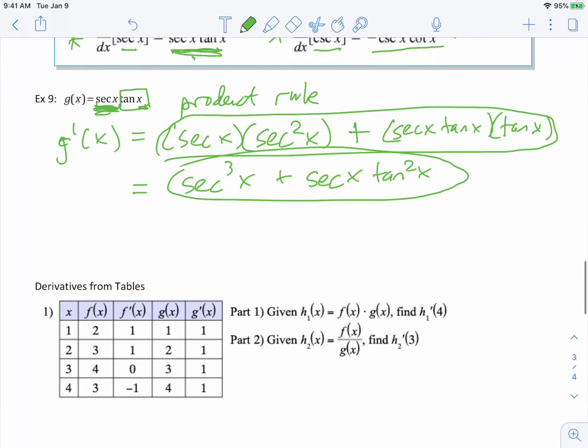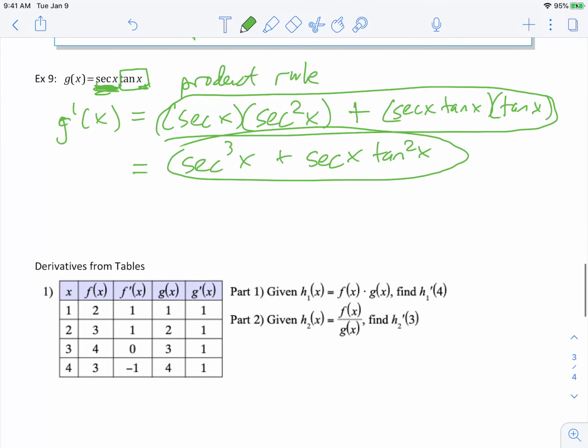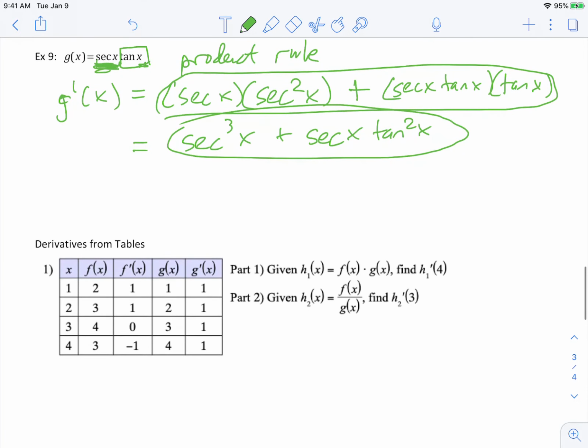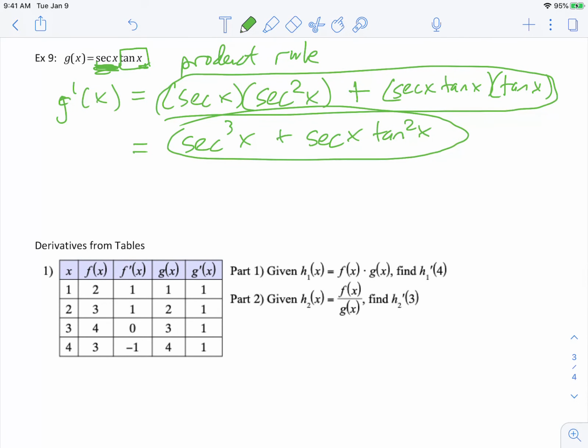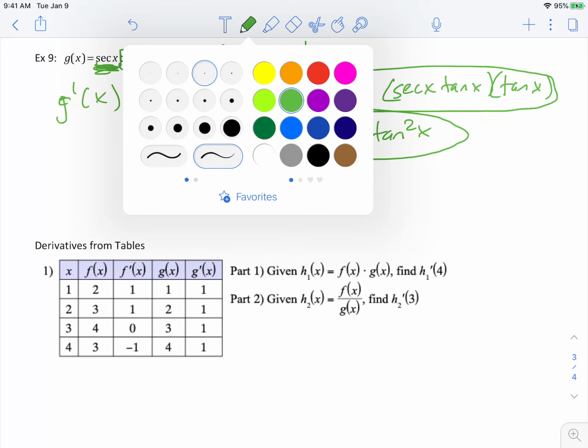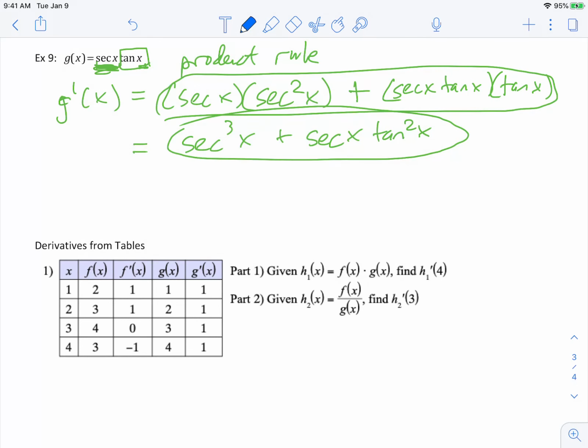All right, we're going to end with this final example here, and I'm just going to do the first one, and it's not too bad. We're just applying these new rules, but using a table. Okay, so that's not too bad. So let's look at part one.